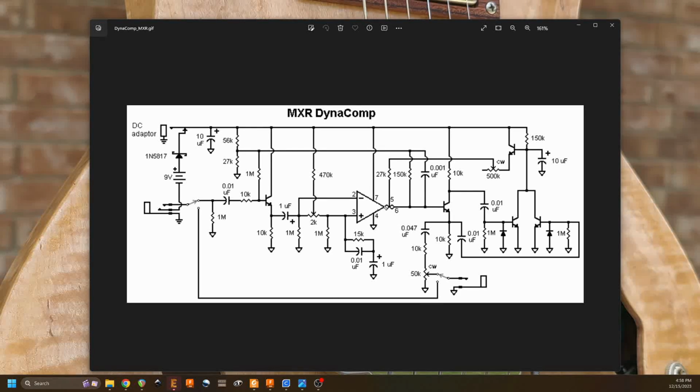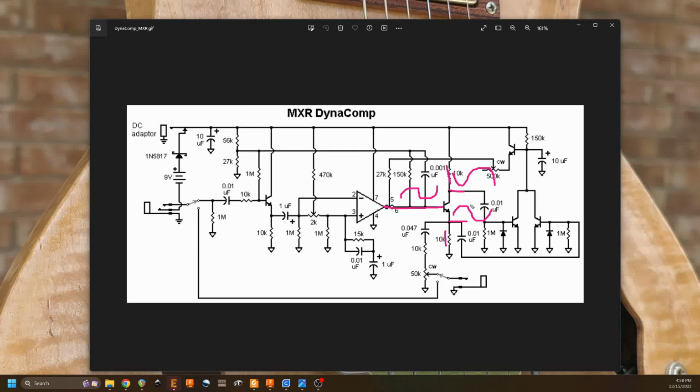The output of our OTA stage comes onto the base of this transistor. We notice that this transistor has a 10K resistor here and a 10K resistor here. Because these resistor values are identical, that means that the signal here and the signal here will be equal in magnitude, but they will have opposite phases, because this one is going to be in phase and this one is going to be out of phase. Okay, if we have a signal like that coming in.